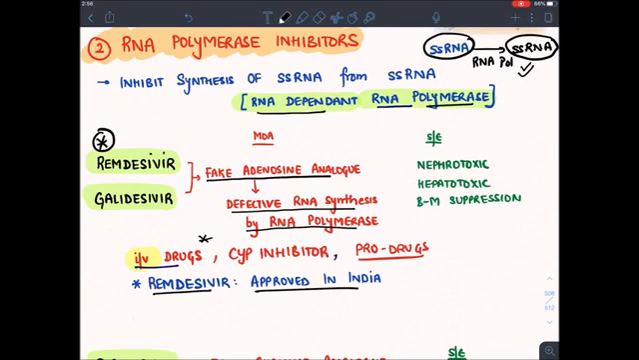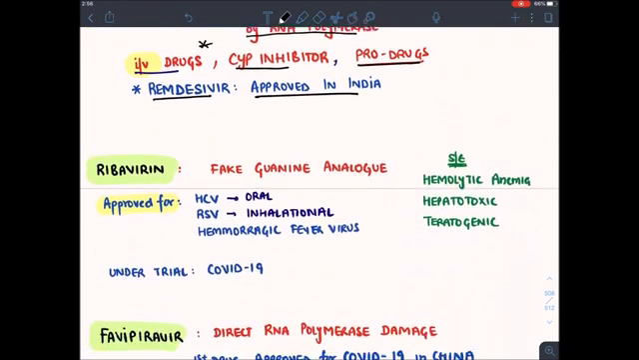These drugs are given IV. They are CYP inhibitors. They decrease the metabolism of other drugs, and the important point is they are prodrugs. Their side effects are that they are very dangerous drugs: nephrotoxic, hepatotoxic, and bone marrow suppression.